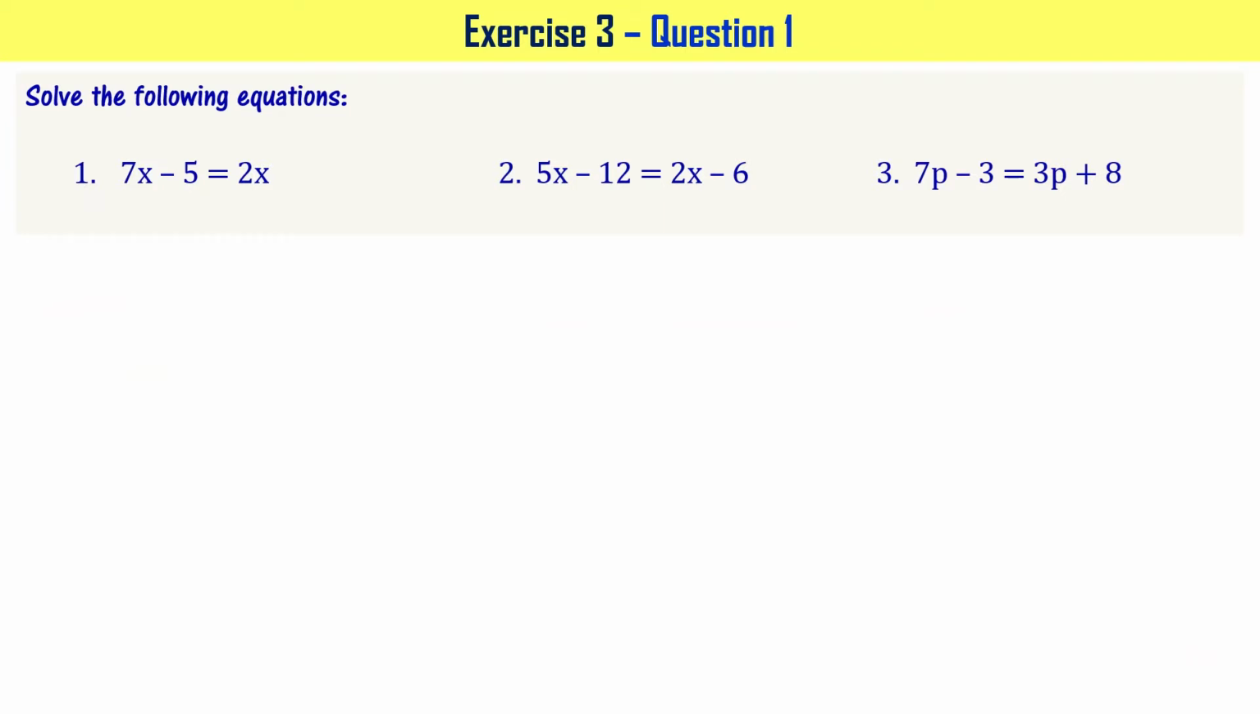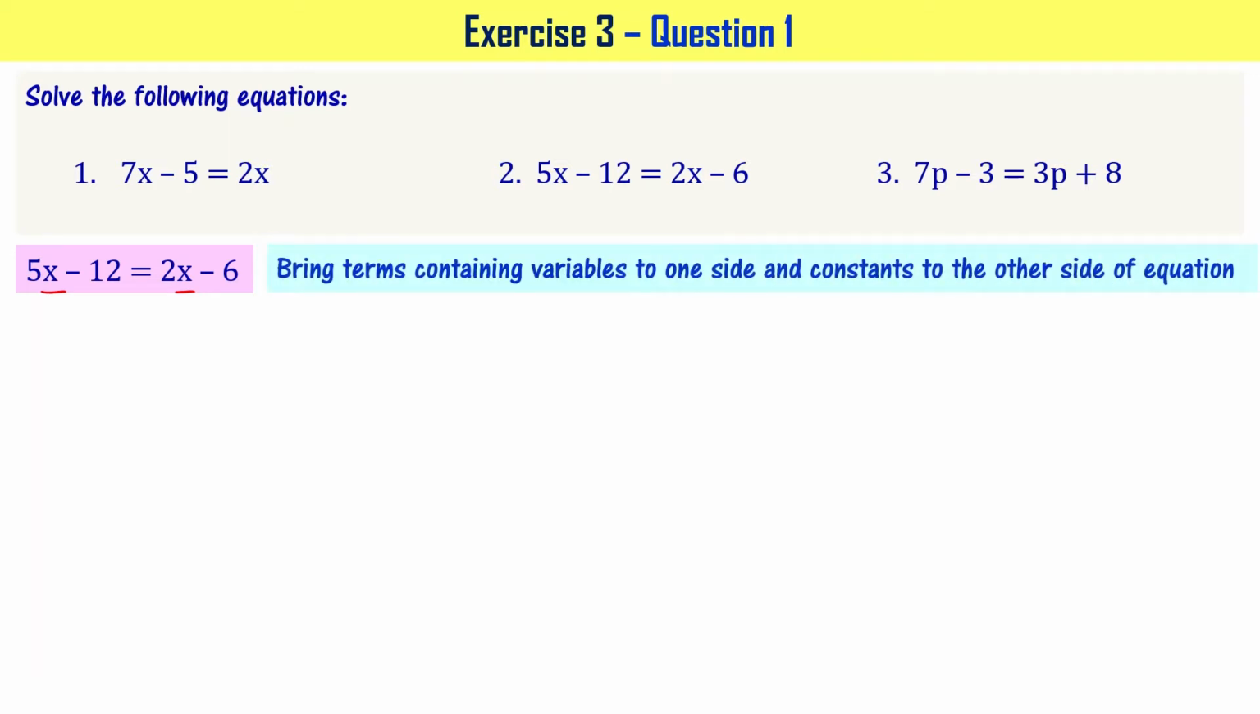Let us look at the next problem, that is 5x minus 12 equal to 2x minus 6, right? This is also a linear equation in one variable having the variable on both the sides. Let us solve this. To solve this, we bring all the terms containing variables to one side and constants to the other side. It means I want to have 5x and 2x on one side and 12 and 6 on the other side, right? Let's do that. For that, let me transpose this 2x to the other side.